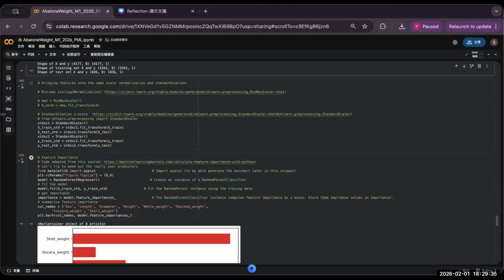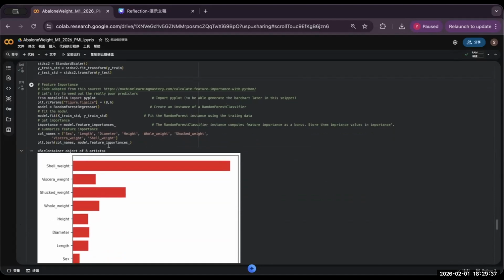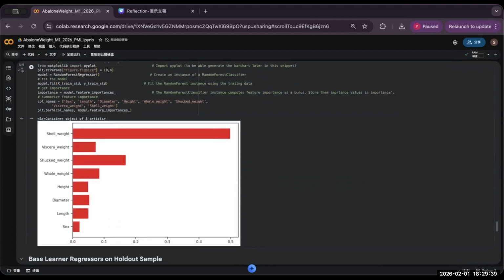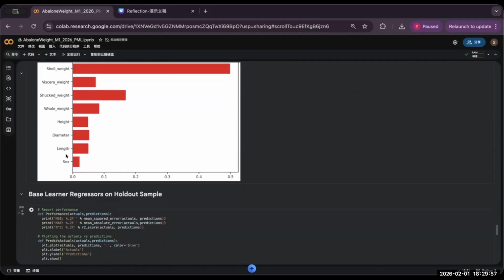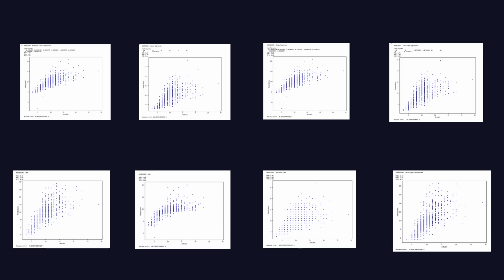So we want to standardize them to treat them more fairly and objectively. So here we rank those features. You can see here in tier 1, the most important feature could be shell weight, and in tier 2, the second most important one could be shucked weight, and then the left one could be considered as tier 3 important. So in this diagram above, you can see there are two axes actually representing the actual data points and the predicted ones.